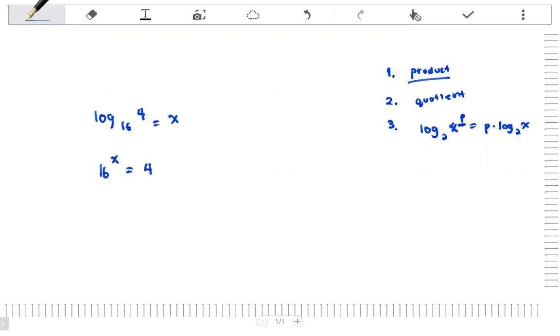So what is 16? We want the bases to be the same, so we can change 16 to 4 squared. So 4 to the x is equal to 4. 4 is the same as 4 to the first power, and we can set the exponents equal to each other. So 2x equals 1. So x equals half. Make sense? Hopefully that made sense. Yes. Okay, let's move on.